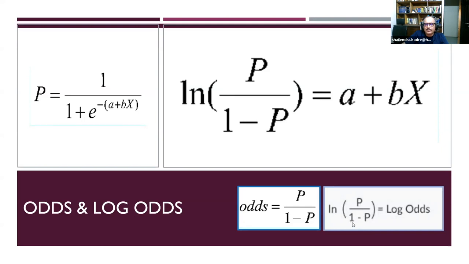Why have we done this log form? Because on the right hand side we get a linear equation, which is very simple and easy for us to handle. That's why on the left hand side we keep log of odds. So I think I have introduced two new terms: odds is nothing but p upon 1 minus p, and log of odds is log of p upon 1 minus p.